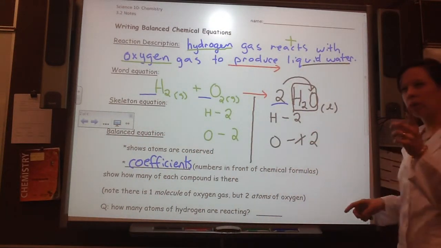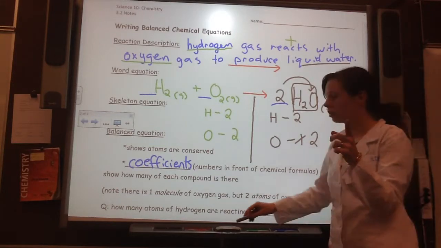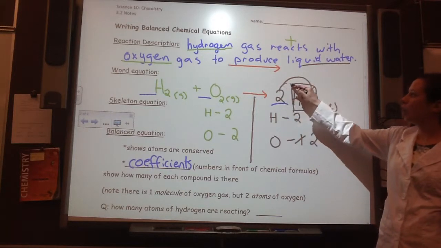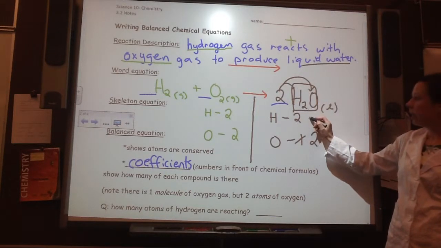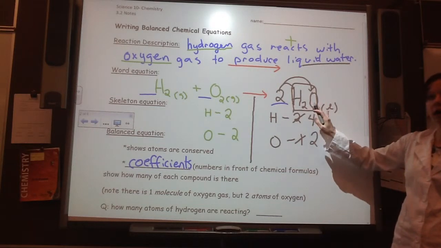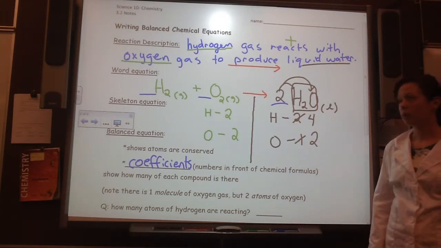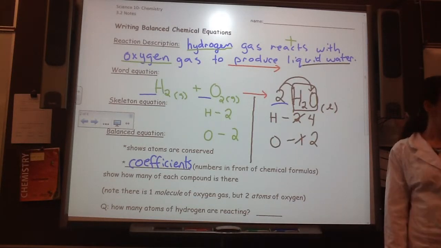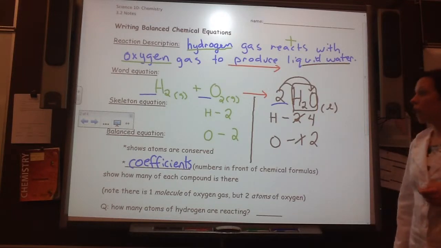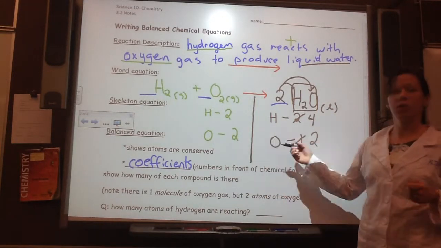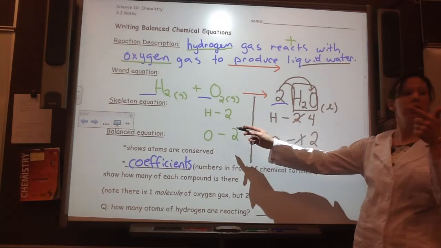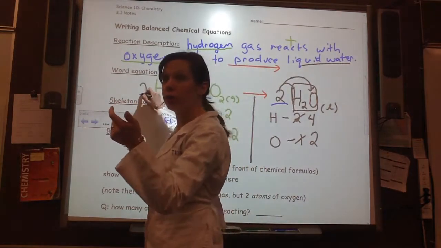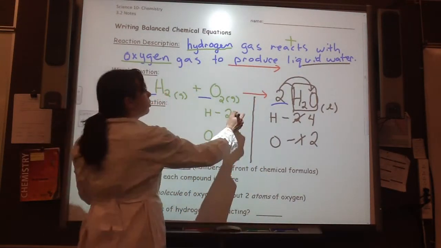Now can you see what else I changed when I put a 2 there? I made 4 hydrogens, so it multiplies in. 2 times 2 is now 4. I have 4 hydrogens on this side. So that's not the same. Can you change the other side? Now I can change the other side. My oxygens are still good to go, but my hydrogens, what needs to happen? I need to put a 2 here, so that 2 times 2 is 4.